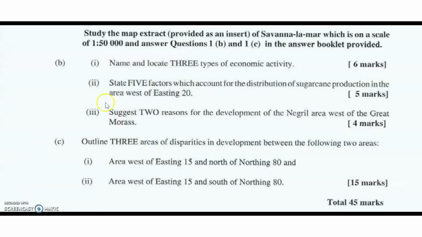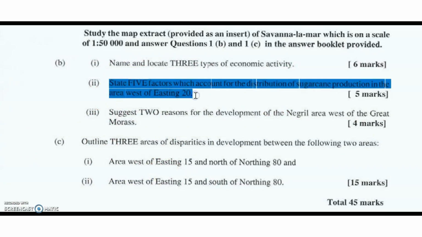Now, the second part, speaking of sugarcane, simply asks us to state 5 factors which account for the distribution of sugarcane production in the area west of Easting 20. Be very careful with that. Let's go through quickly.